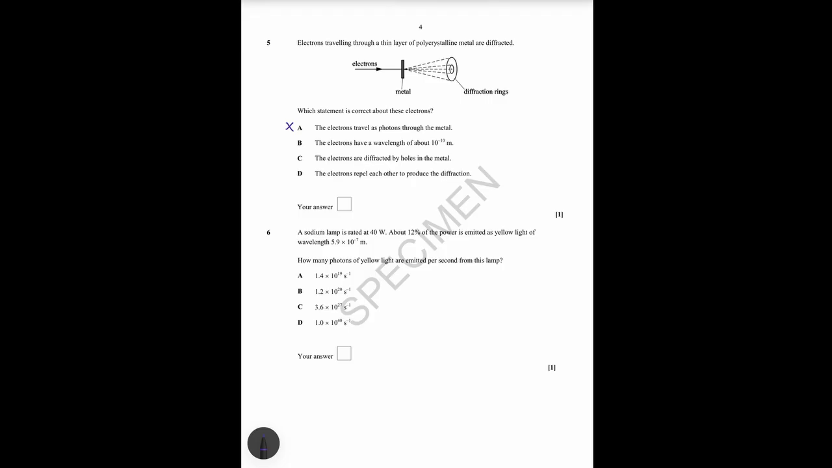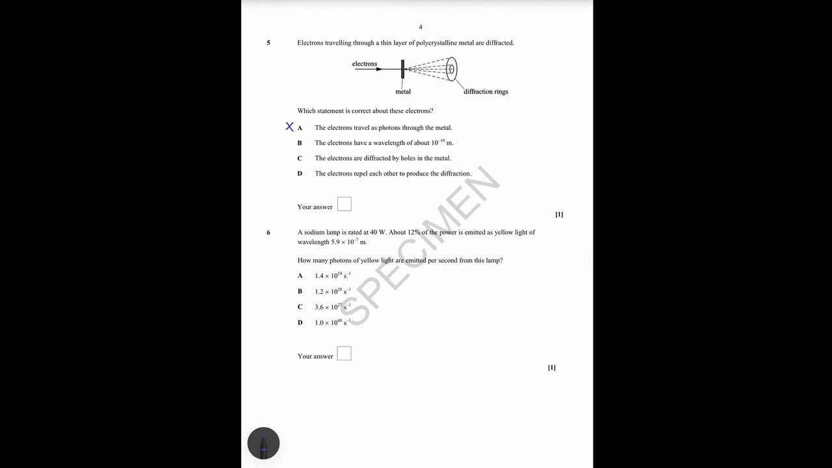B, the electron has a wavelength of about 10 to the minus 10. Now, I haven't got any values that I can actually use to calculate it, because if I had values, I'd be able to calculate the de Broglie wavelength of it, but I don't have any values yet.